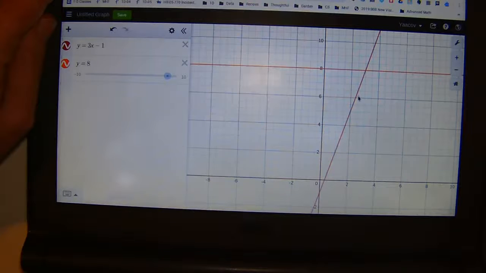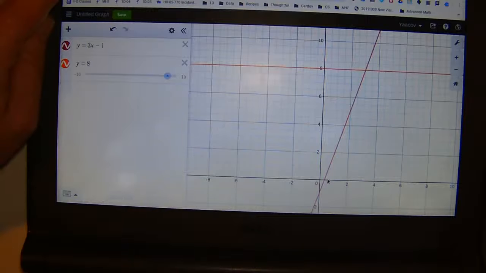So here's the line 3x minus 1. Here's the line y equals 8. The inequality is asking us for what values is 3x minus 1 less than 8. In other words, where is this line less than or below this line? And we can see if we follow the spot where they cross downwards, they cross at 3. And anywhere where x is less than 3, we have 3x minus 1 being less than 8. And so that matches up with the algebraic solving that we did.